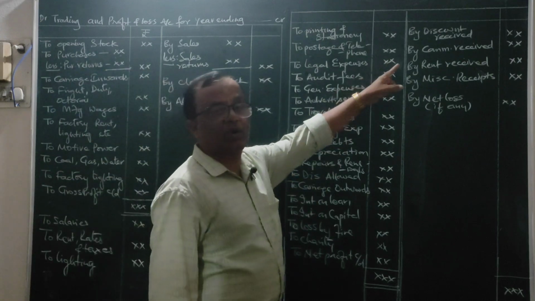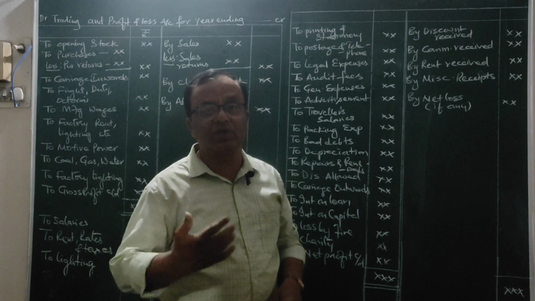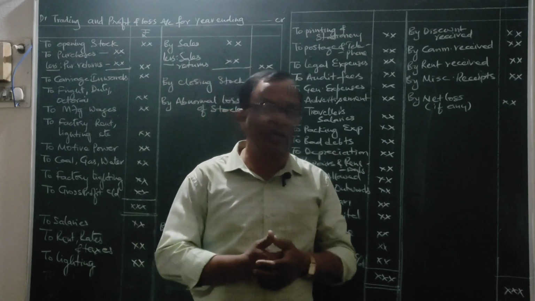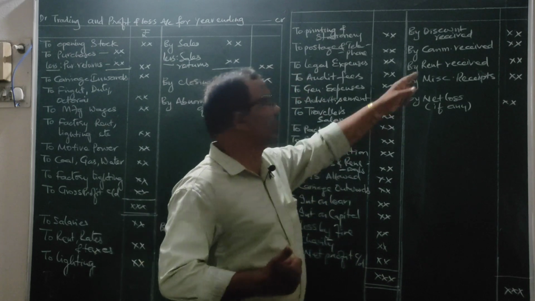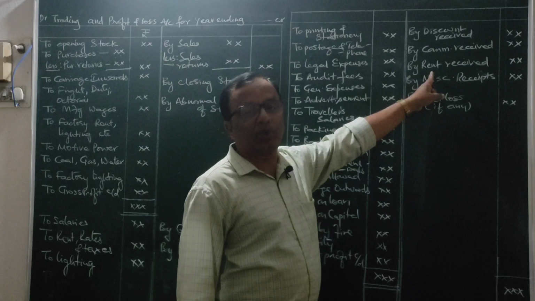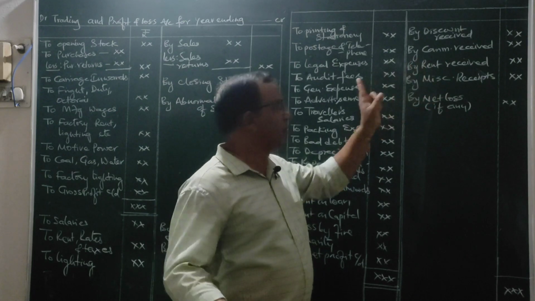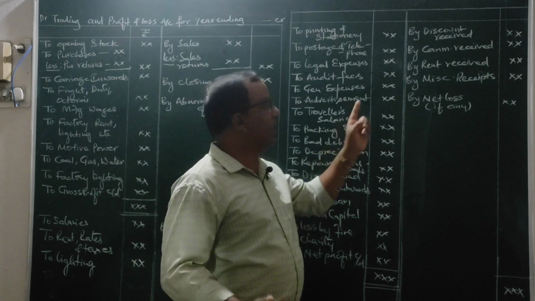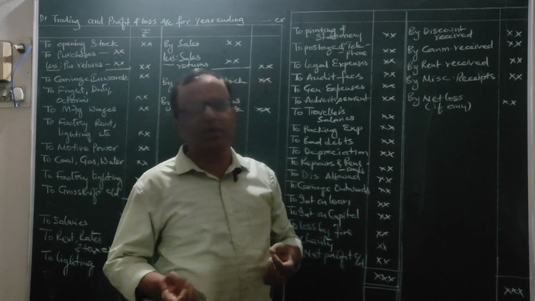Then again, discount received. Similarly, when we are allowing discount to the debtors, and when we are making payment to the creditors, discount might be received by the business. So that particular discount received is an income. We are crediting it here. Then again, by rent received. Rent paid is an expenditure, and we will be debiting it to the profit and loss account. Rent received is an income. Miscellaneous receipts.